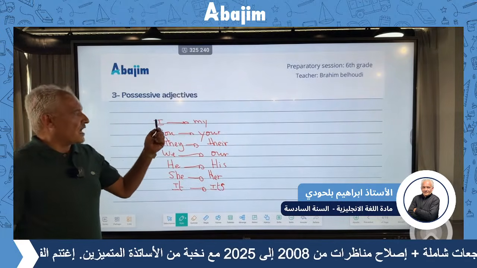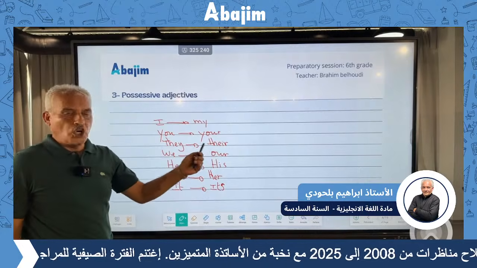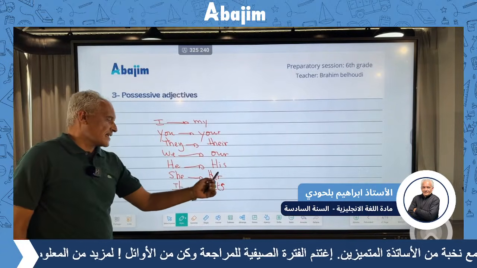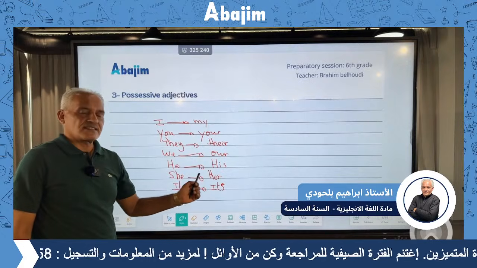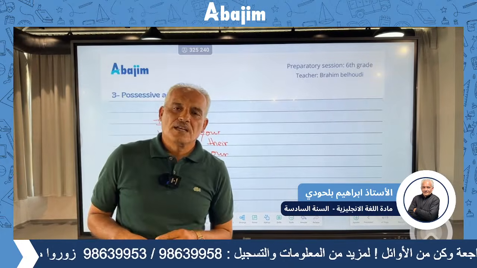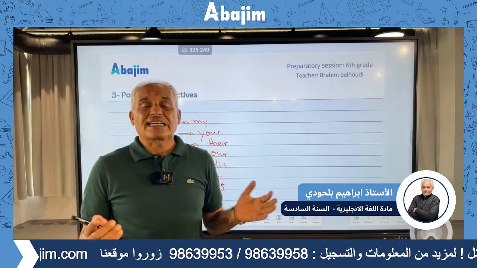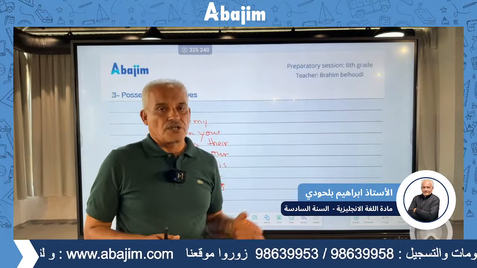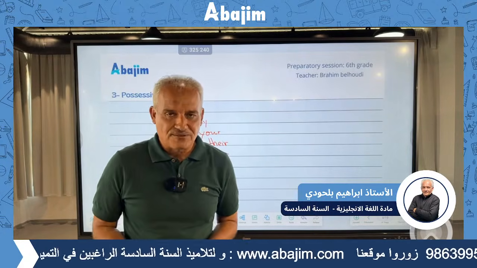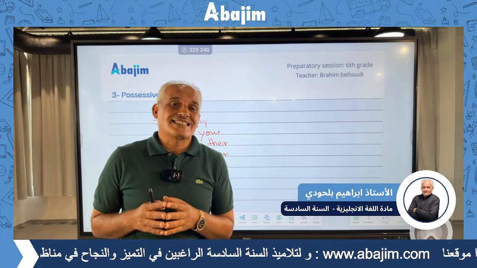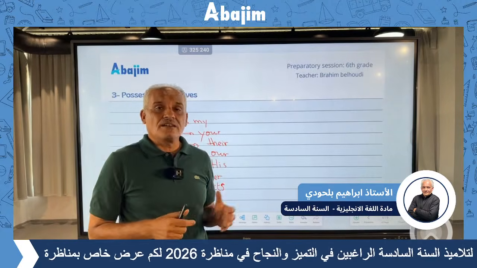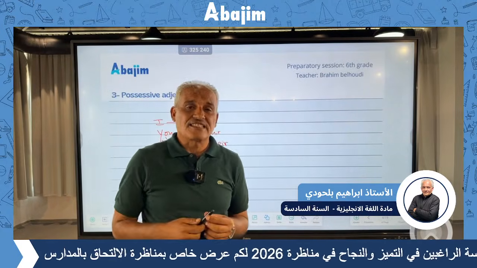Great. So: I, my; you, your; they, their; we, our; he, his; she, her; it, its. I can give you some oral examples. For example, this is my book. This is my classroom. This is my teacher. I love my father. I love my parents. I love English language. My best school subject is English language, okay? This is my board. This is my pen, and so on, okay?